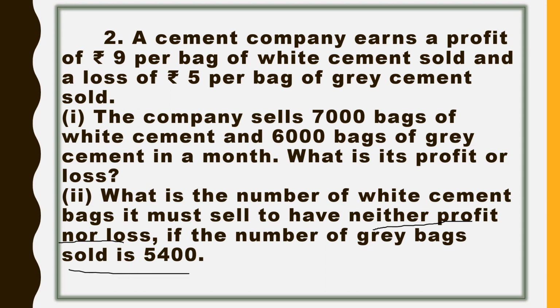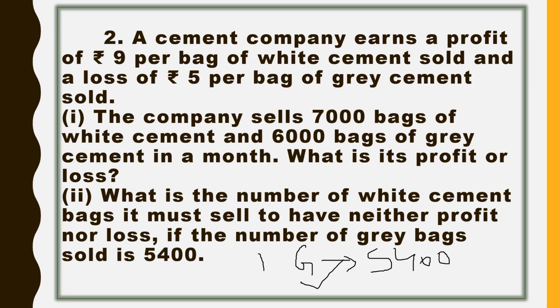Okay, now here one more condition is given. The company sold 5,400 bags of grey cement. Now the condition is that grey cement bags give only a loss, because grey cement bags have a loss of 5 rupees per bag. So for 5,400 bags you multiply by 5 and you get one answer. This much amount is under loss.